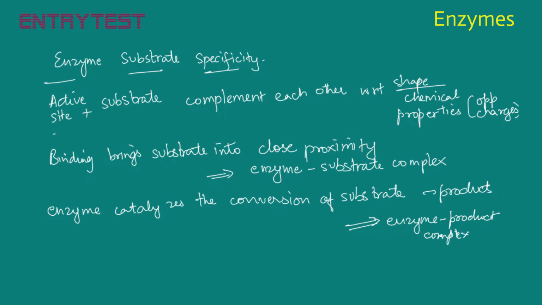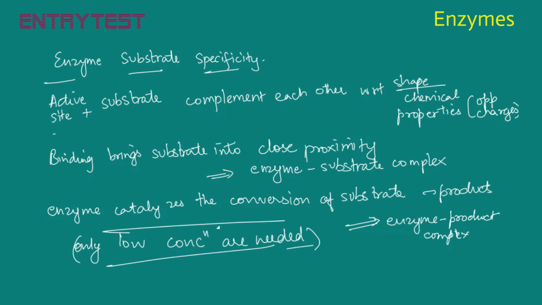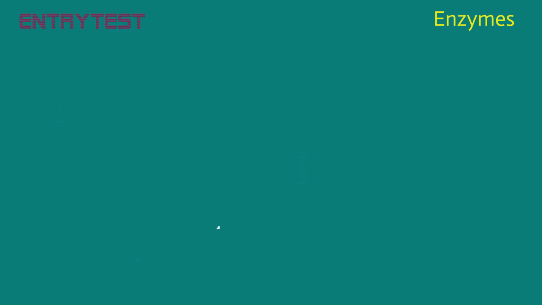So the process is that on the enzyme, the substrate is bound, and that forms the enzyme substrate complex, and then the conversion is done, and then it becomes an enzyme product complex. Now the enzyme is not consumed in the reaction, so it can continue to work again once this product dissociates. So only low concentrations of enzymes are needed for that, because the enzymes do not get used up. So let's go ahead and draw a diagram for that.